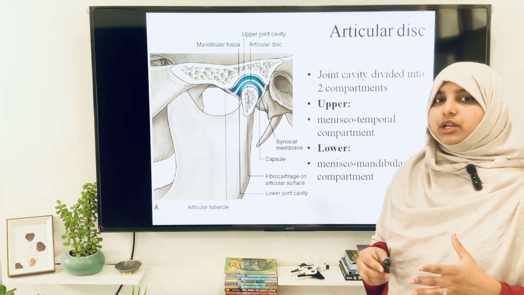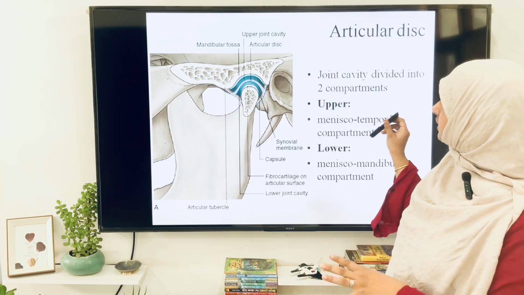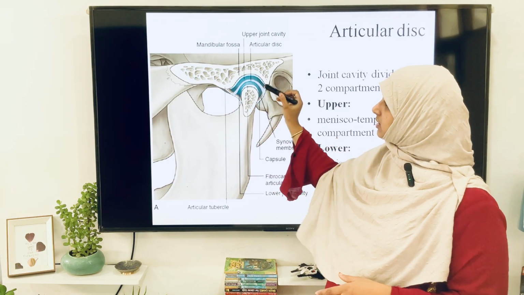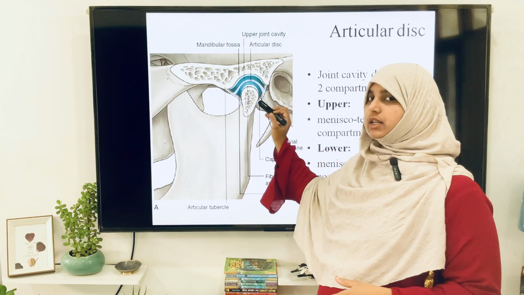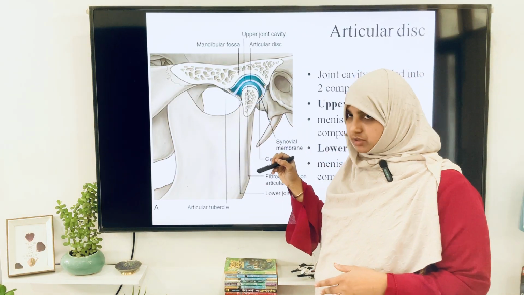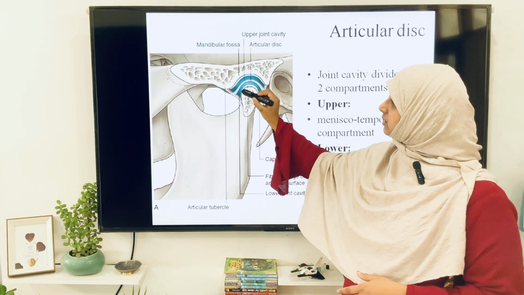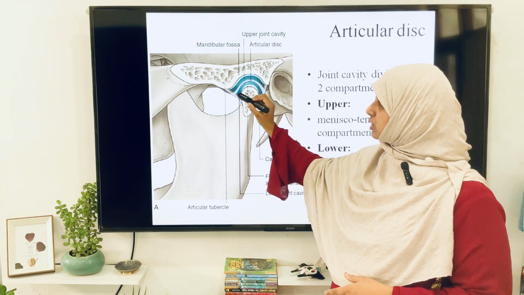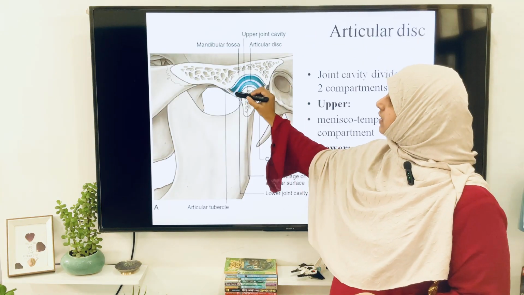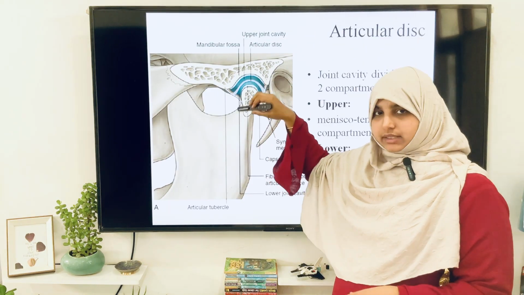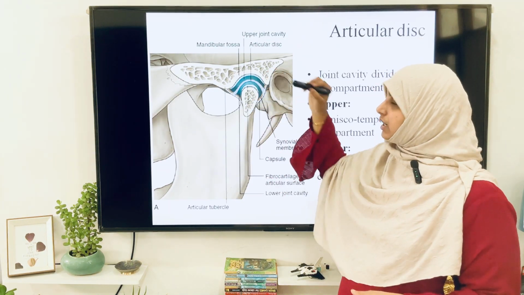Okay, so now we are going to learn about the articular disc. As you can see in this cut section, you see the outer layer, which is basically the cut section of the fibrous capsule, and within this is the synovial cavity, and this orange portion is the lining, which is the synovial membrane. And we can see the articular disc, which is dividing the synovial cavity into an upper compartment and a lower compartment.